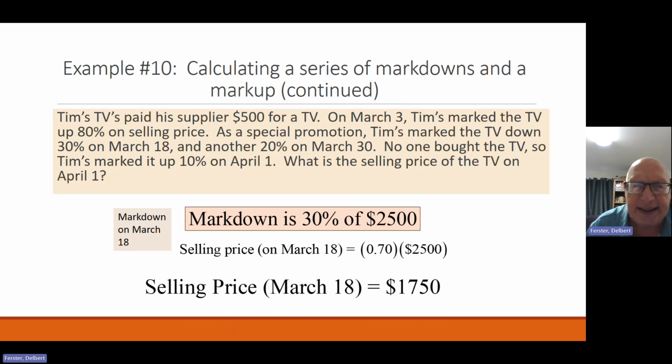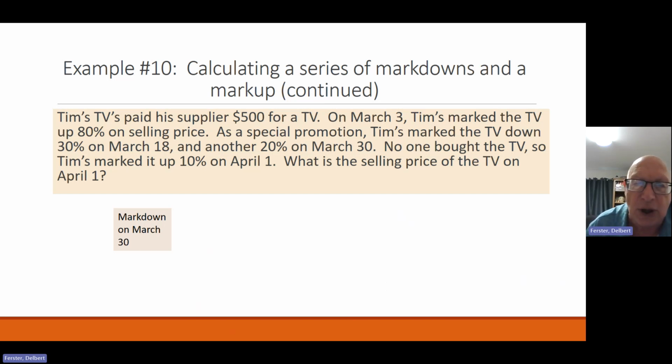For whatever reason, the TV still doesn't go. So he's going to mark it down again on March 30th. Let's focus on what happens, knowing that what happens at March 30th is going to be based on that $1,750 as a base number for selling price. All right, so you ready? It's marked down 20%. You guessed it. We're still paying the other 80%.